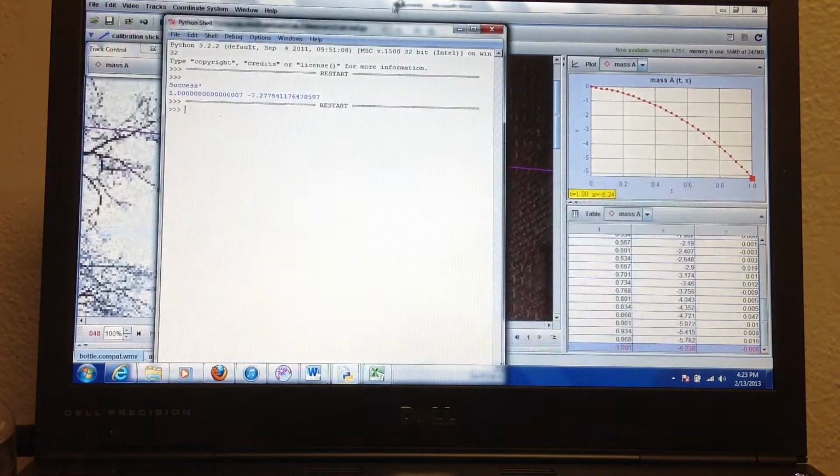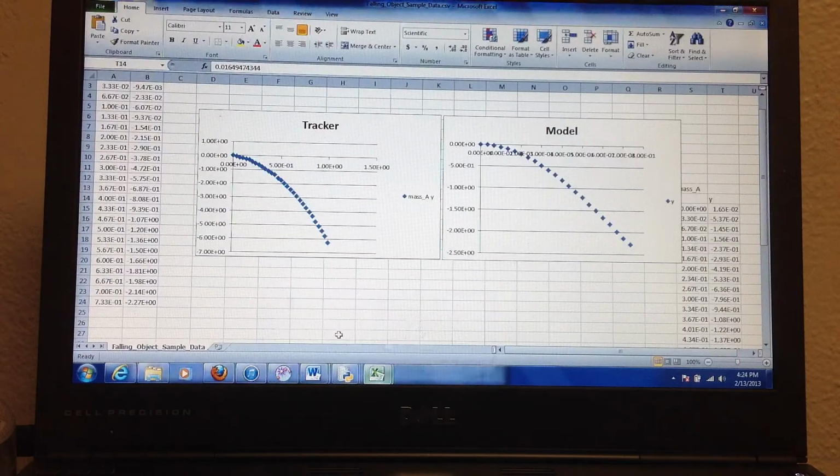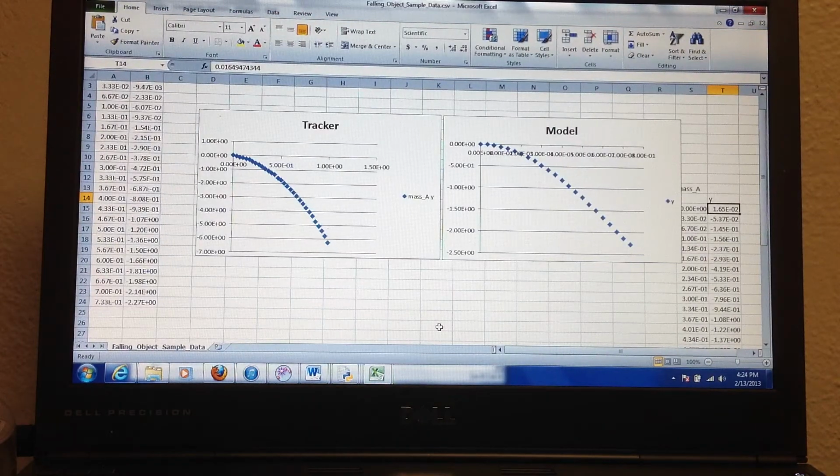Okay, the graphs for these are right here. The falling object, as you can see, they are pretty much the same. There might be a little bit of a difference just based on simple things like maybe slight wind resistance or something like that, but as you can see, the graphs do look pretty much identical.